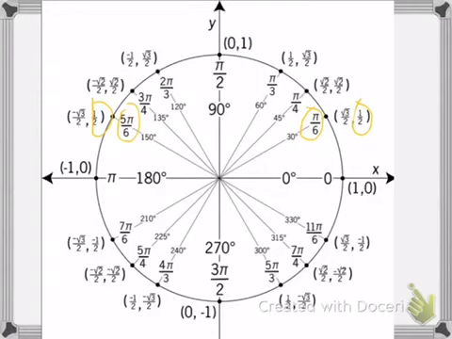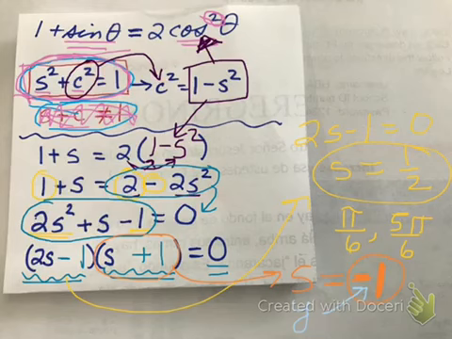Let's go look for it. Negative 1, we get a positive 1 there. A negative 1 there, but that's the x value. That's where cosine would be equal to 0. I want to know where sine is equal to negative 1, which is the y value. That's at the south pole, 3 pi over 2. So the last solution here would be 3 pi over 2.